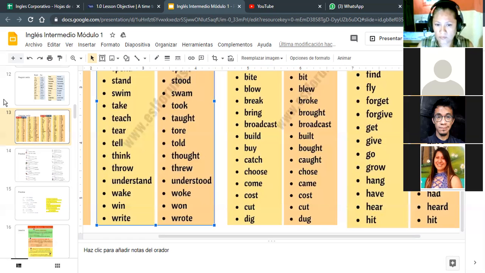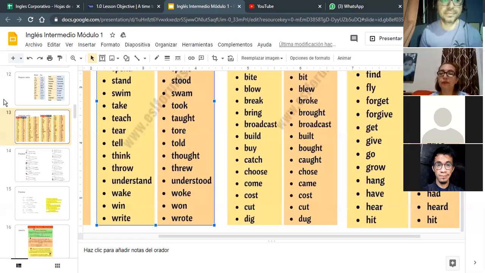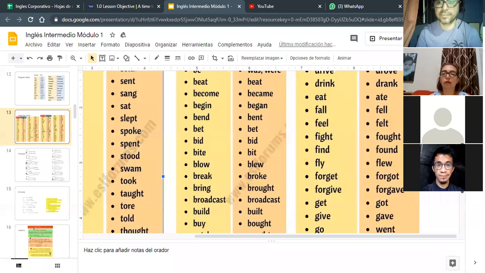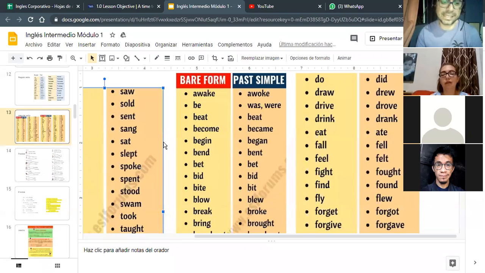Dig, what is to dig? When you want to plant a tree. Yeah, when you dig a hole, right, in the earth. Good. Dug is going to be for Stella. Okay. Last week I dug a hole to plant some flowers. Very good, nice. Did, that is easy. It's going to be for Gisela. I did my homework. Okay. Thank you.